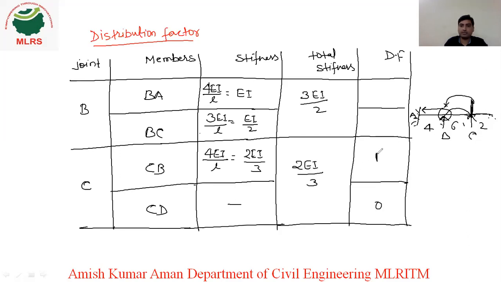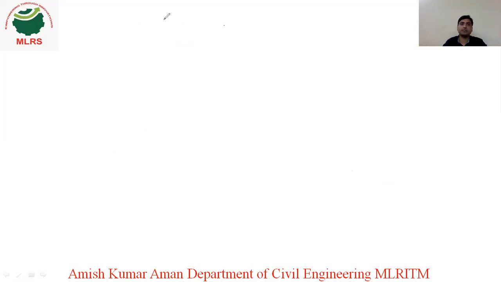And distribution factor will be 1 because total stiffness is 2EI by 3 and even individual stiffness is 2EI by 3. So this divided by this is 1, and 0. And here EI divided by 3EI by 2. So when you divide it, you will get distribution factor as 0.66, and for this you will get distribution factor of 0.33. Now this step is also over for distribution factor, that is step number 2. Now coming to step number 3, that is distribution of moments.